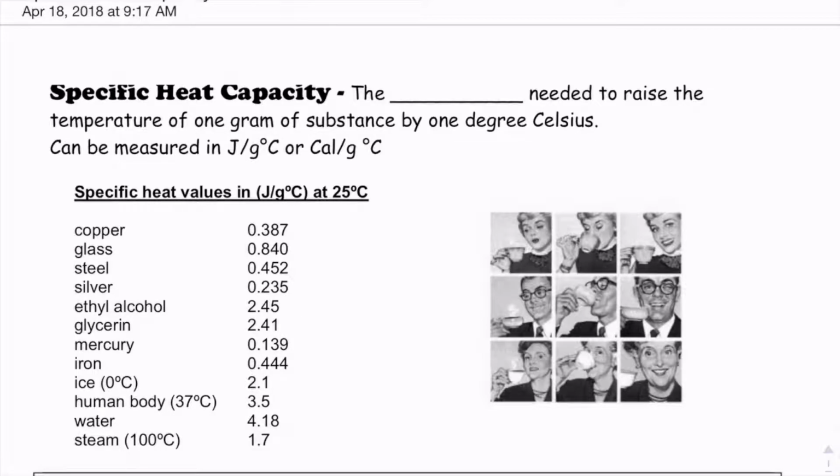The specific heat capacity is the energy needed to raise the temperature of 1 gram of a substance by 1 degree Celsius. And it can be measured in joules per gram degree Celsius or in calories per gram degree Celsius.